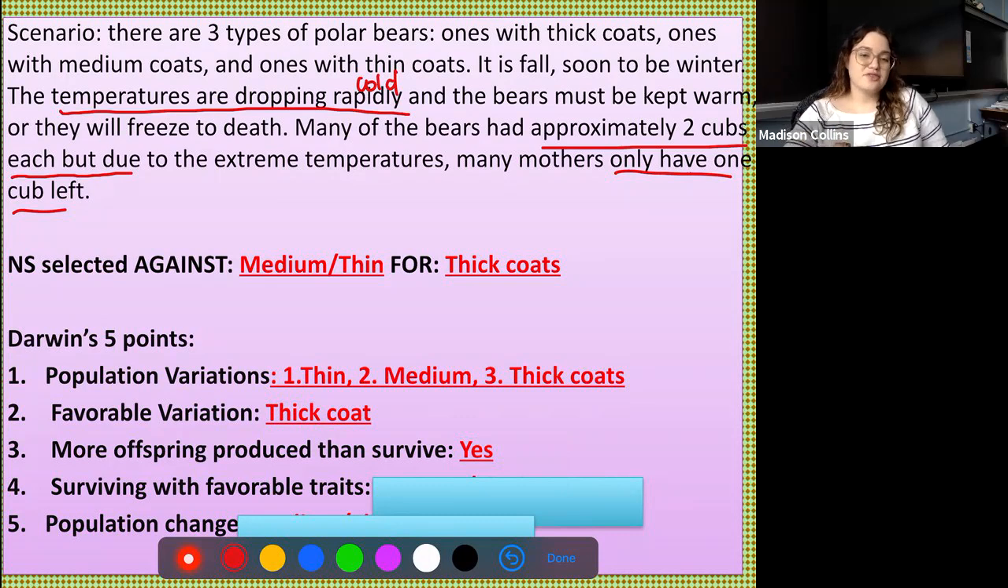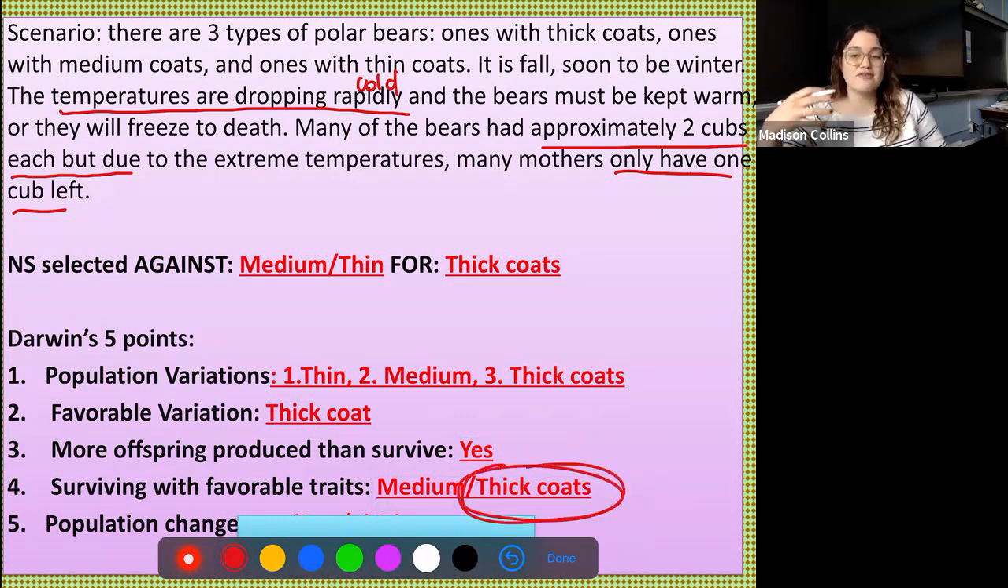So what is going to survive with the favorable trait here? Those organisms with medium or thick coats, specifically the ones with thick coats, are going to be more likely to survive and reproduce, but some of the medium coats will survive. So will we see the population changing? Yes, we're going to see that over time, the bears with thick and or medium coats are going to be more likely to survive and pass on those traits, while those with thin coats are not going to survive the winter quite as frequently and aren't going to pass on those traits. So we will see these species change over time or evolve as they adapt to have more thick coats, right?